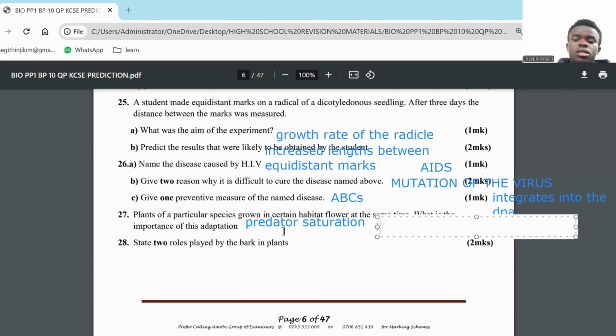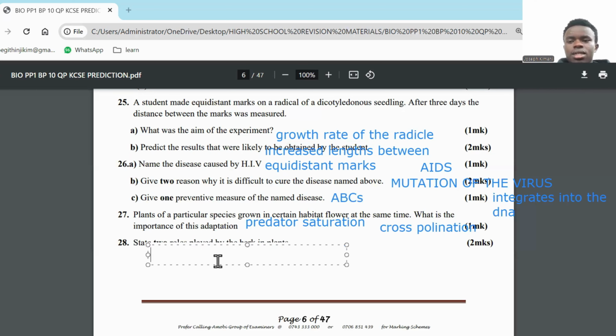Another importance for this is that it will enhance cross-pollination between the plants. Cross-pollination will occur between the plants. Yeah, that's about it.